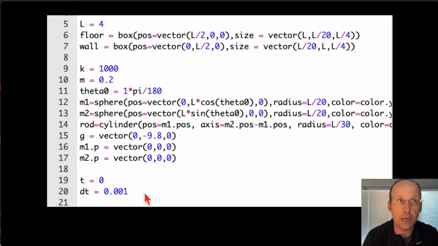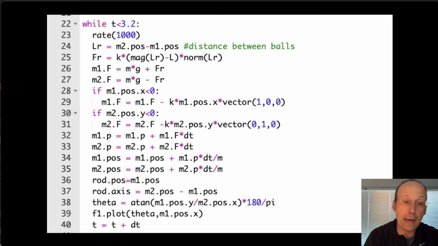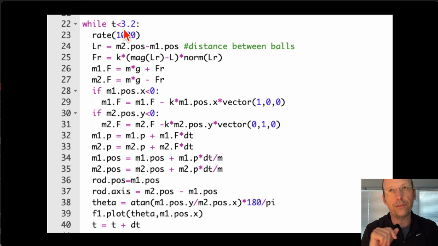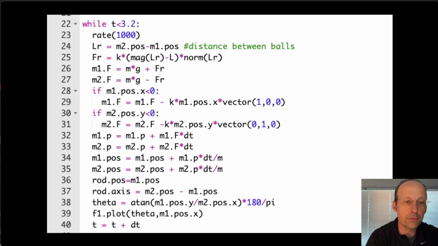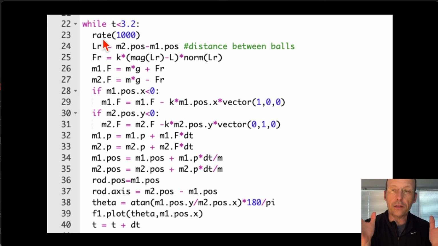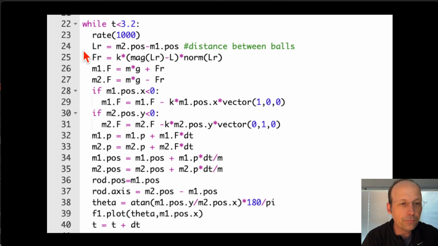You're going to need a smaller time step. And here's all the magic. So I ran it for 3.2 seconds because I played around with it, so just like it when it leaves. And I'm not sure why the time seems long. Oh, no, I do know why the time's longer. Okay. So this rate 1000 tells VPython to not do more than 1,000 loops per second, and that makes it run in real time.